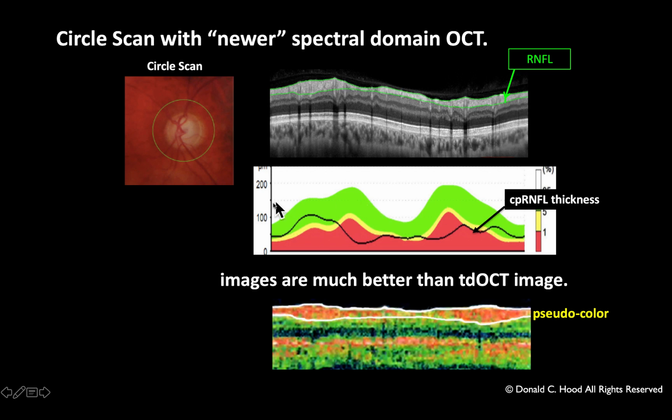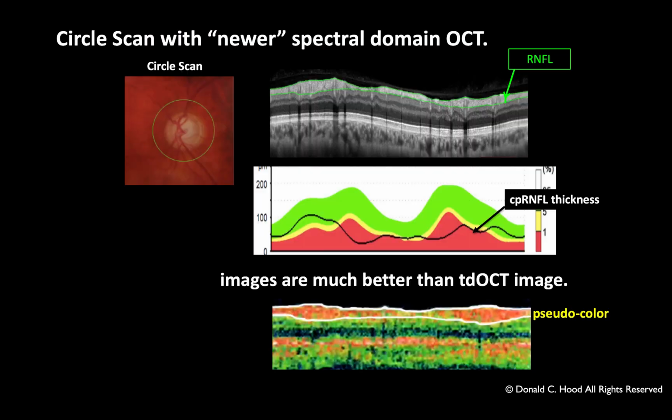This plot that we often look at, the dark curve here, is called the circumpapillary retinal nerve fiber thickness plot, or profile sometimes. And what this shows is the thickness of the retinal nerve fiber layer.